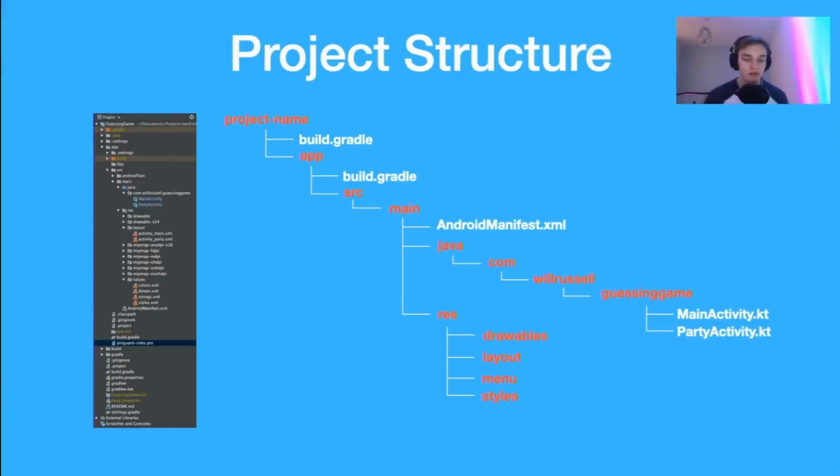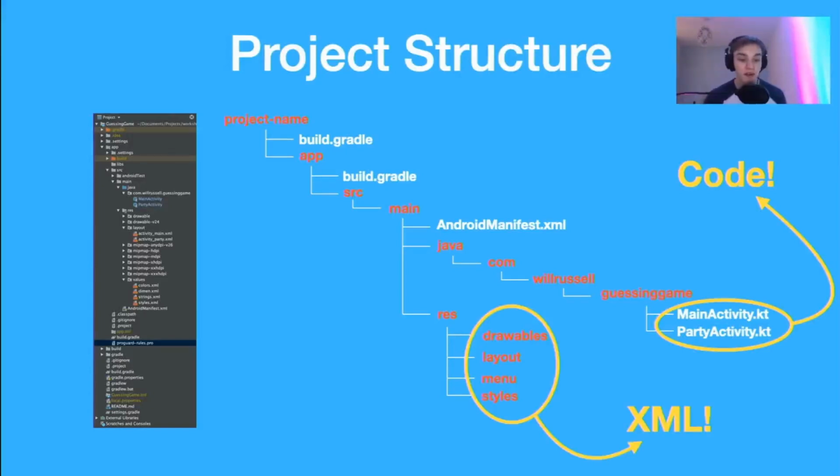So, if you look right to the right-hand side, we've got all of our code in these Kotlin files, .kt. We've also got our XML, which is the UI that I discussed earlier, inside of the resources folder.